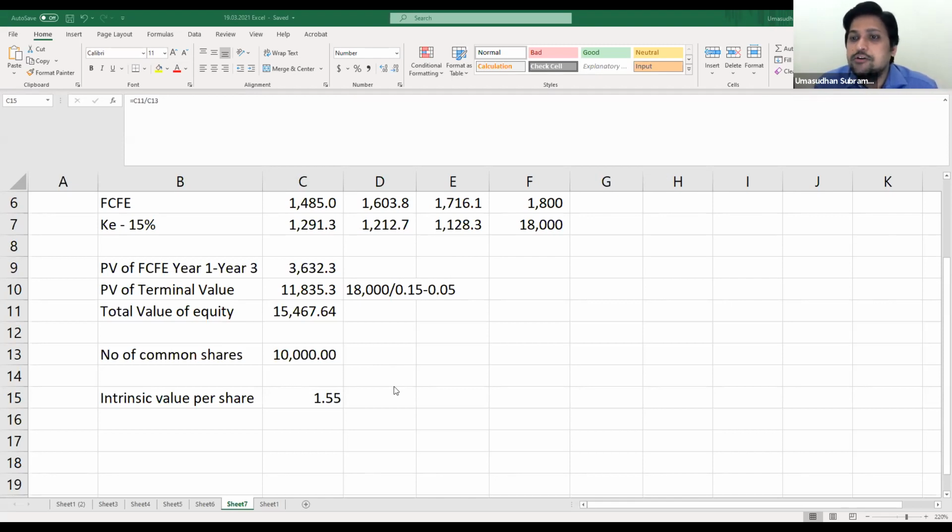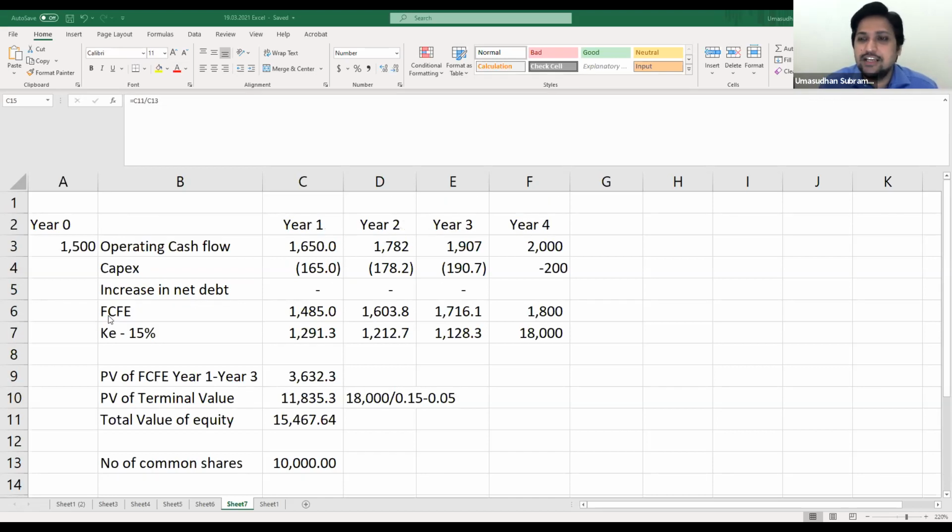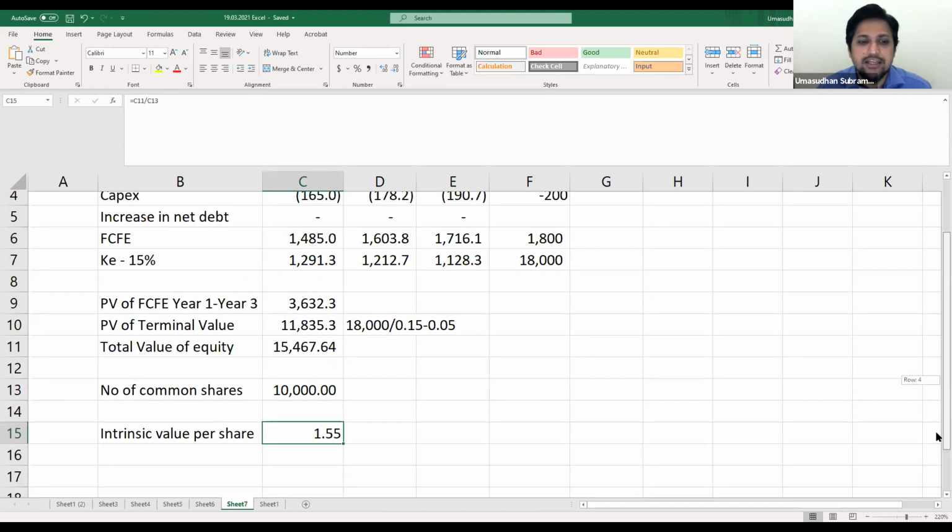You immediately issue a buy recommendation that this stock is going to go up by 55%, but make sure your projections are correct. Make sure that you are not understating your cost of equity. Make sure you are not overstating your growth rate. Make sure your operating cash flow for year 1, 2, 3 projections are realistic. Then if all of them are in line with what somebody can realistically project, then probably this stock is really deeply undervalued, isn't it? Because it's trading at $1, but the intrinsic value that you arrived at for the stock is 1.55.